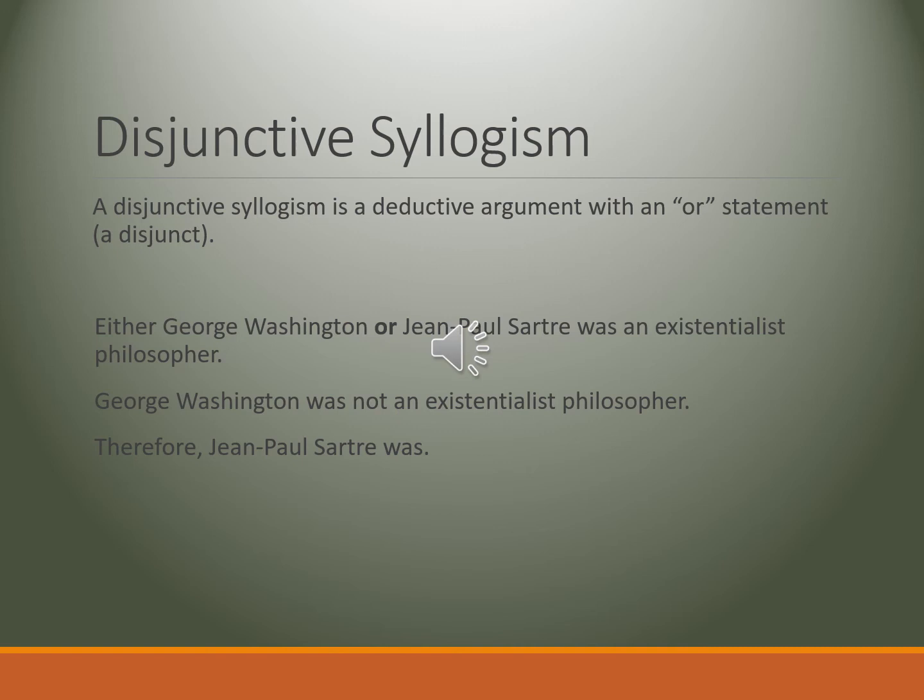Now, the reason why this is a deductive argument, of course, is that given those two premises, the first premise gives you an alternative, either George or Jean is an existentialist, and the second premise says, well, but George is not. So therefore, the conclusion that Jean-Paul Sartre was, given those premises, is the only possible outcome. So therefore, this conclusion follows with necessity, and therefore we have a typical kind of deductive argument.